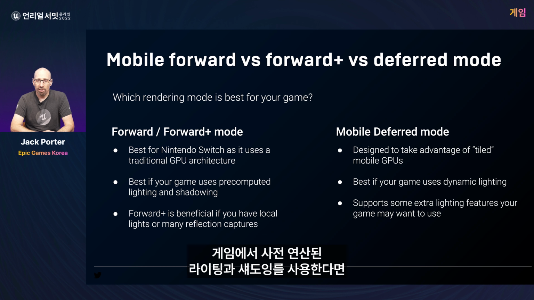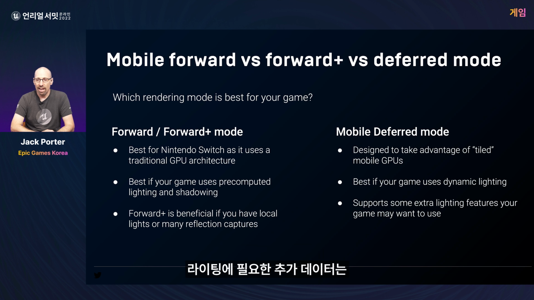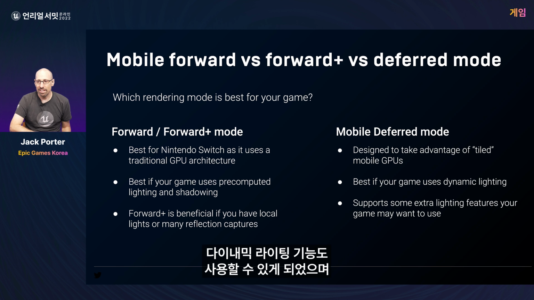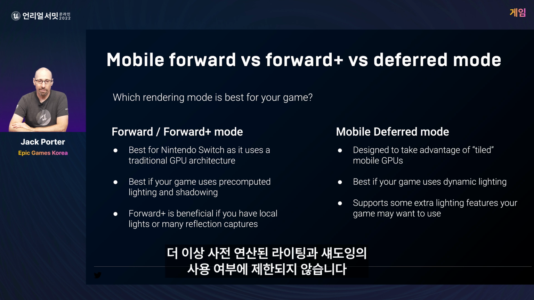If your game uses pre-computed lighting and shadowing, then it's also probably going to be best to use mobile forward. The extra data required for the lighting causes problems with mobile deferred, and there are more limitations that introduces. And the dynamic lighting features that become available are no longer relevant if you're using pre-computed lighting and shadowing.